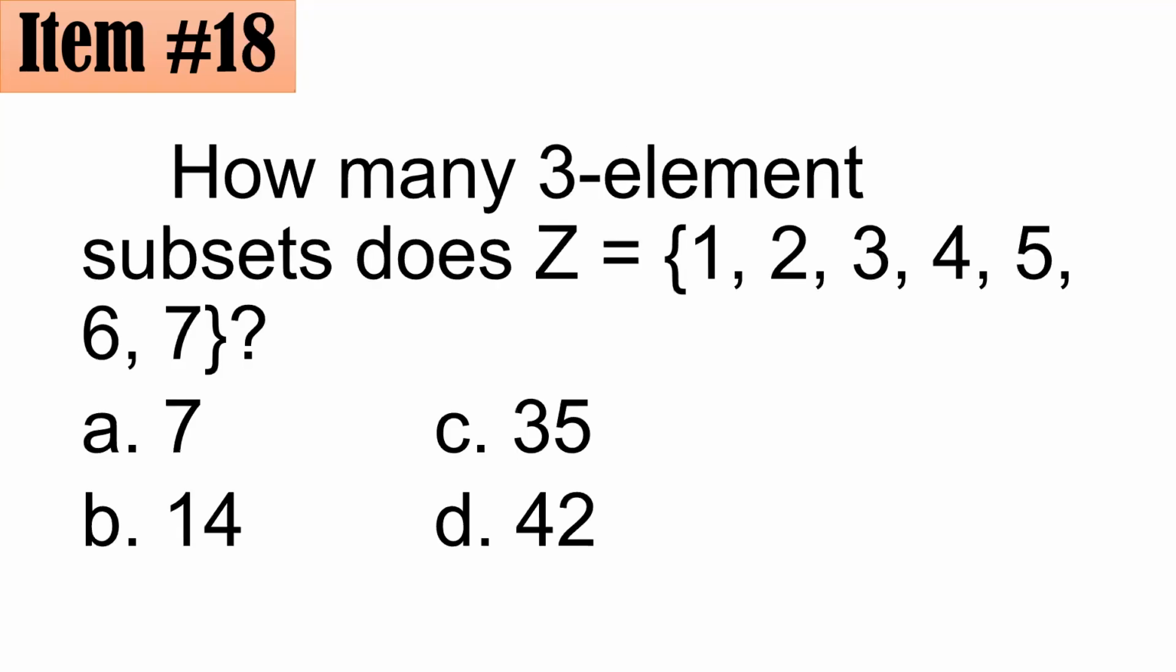Number 18. How many 3-element subsets does Z with elements 1, 2, 3, 4, 5, 6, 7 have? Does it have 7, 14, 35, or 42? Okay. Letter C daw, sabi ni Ma'am Jackie Lou.